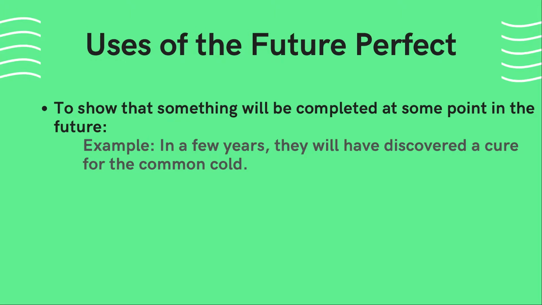The most common use of the future perfect is to show that something will be completed at some point in the future. For example, in a few years they will have discovered a cure for the common cold. The future perfect is mostly used with plans that can't change, or with plans that you know how they are going to turn out. For example, if someone is pregnant, you can say she will have had her baby by next year. So that is the use of the future perfect, with plans that are not going to change.